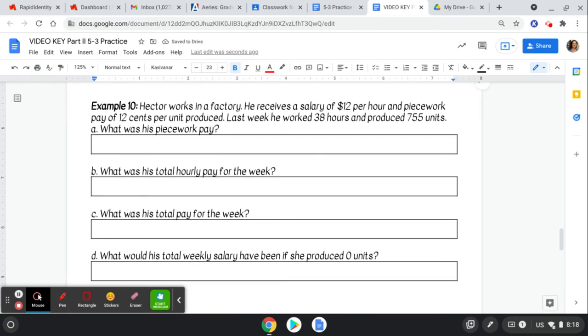Hector works in a factory. He receives a salary of $12 per hour and piecework pay of 12 cents per unit produced. Last week, he worked 38 hours and produced 755 units. What is his piecework pay? What is his total hourly pay? And then his total pay. So 12 per hour, and he worked 38 hours. There's his hourly. Piecework is 12 cents per unit, and he made 755 units. And then the total pay will be adding these together. So take a minute, please, and see what you're going to get for that.